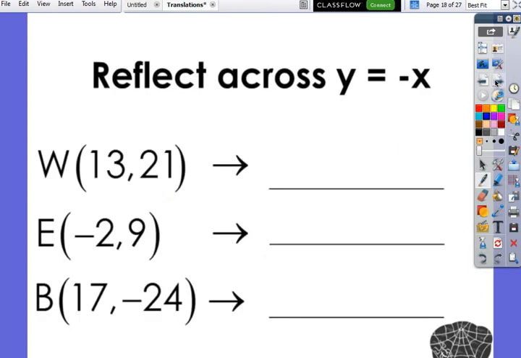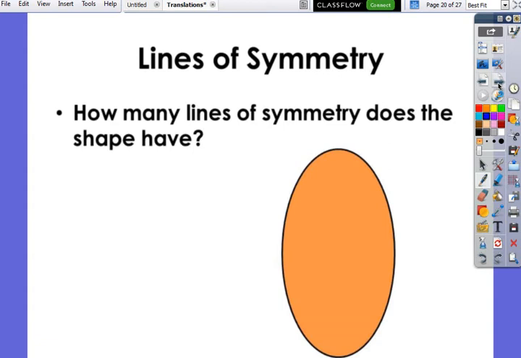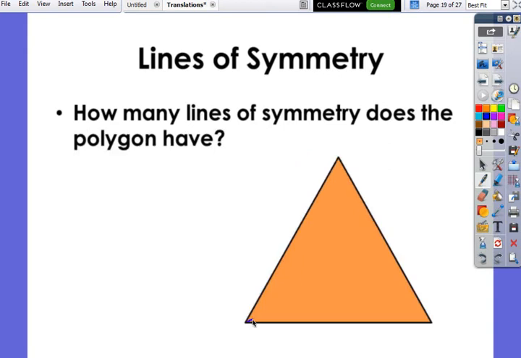The lines of symmetry, we're okay figuring those out. How many we got? Cut it in half. 1, 2, and then 3. That kind of deal.